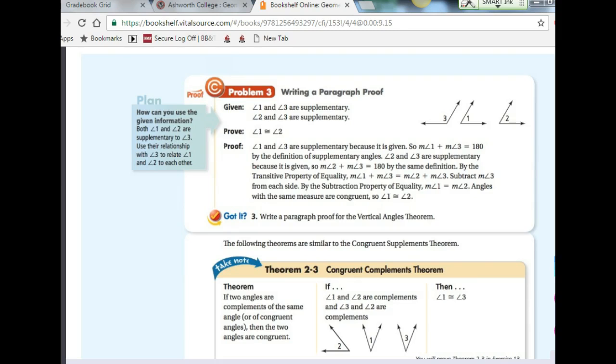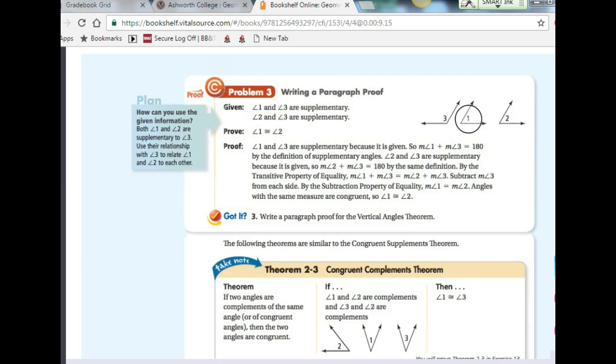But the second way is this problem that we're looking at in problem number 3. It's called a paragraph proof. And a paragraph proof simply is saying the same thing, but if you'll notice down here, you're writing it like you would just write any paragraph, kind of giving your reasoning for how you would solve a particular problem.